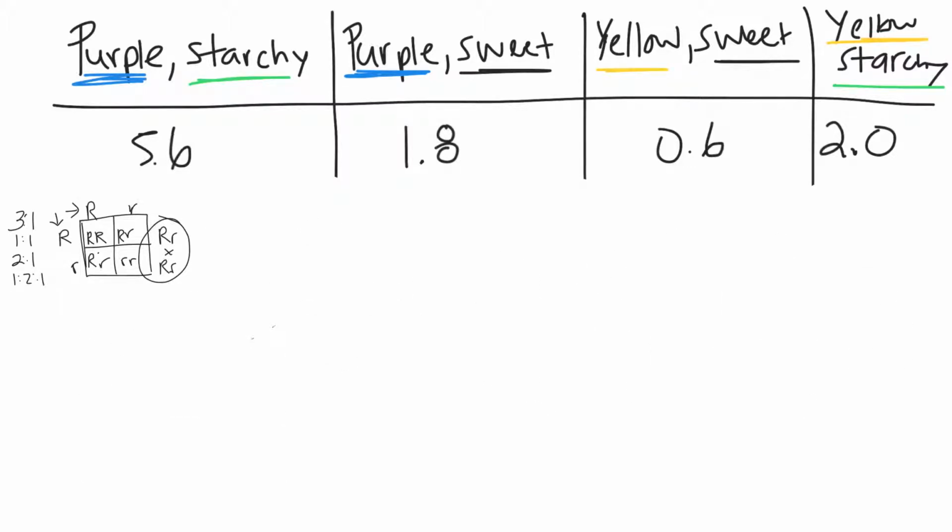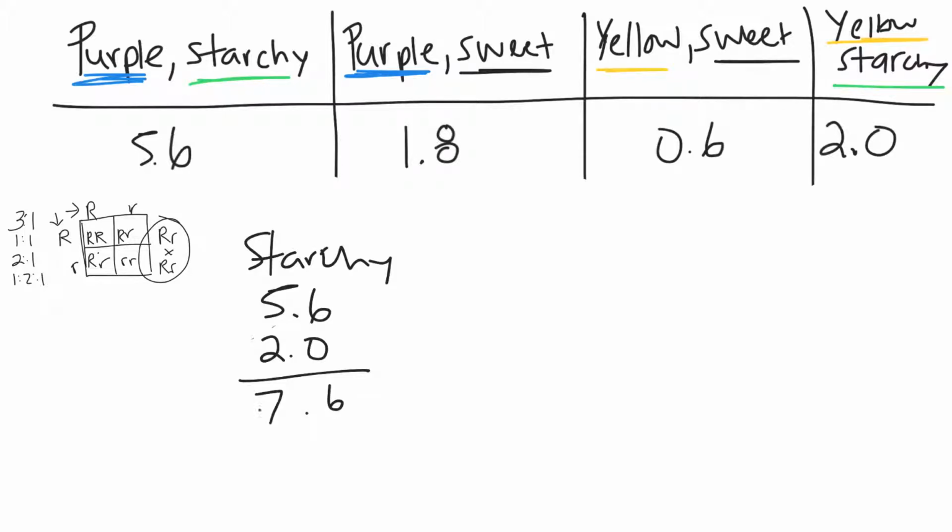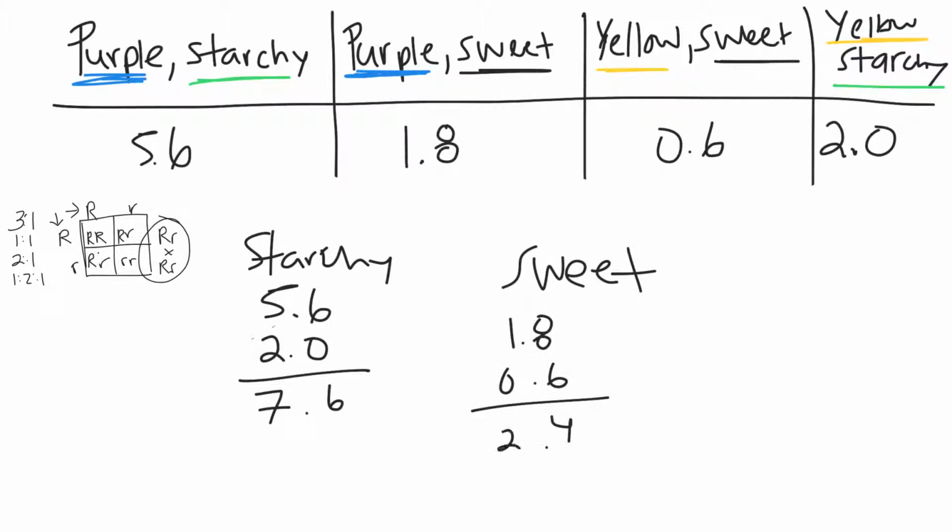Okay, and then we do the same thing for the starchy sweet. So how many starchy do we have? Well, we have 5.6 from the starchy purple ones, and we also have 2 from the starchy yellow ones. So that's 7.6. We have from the purple and sweet 1.8. From the yellow and the sweet we have 0.6. So that gives us 24.